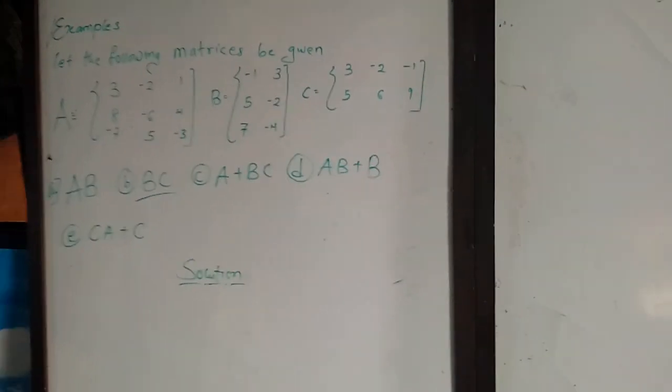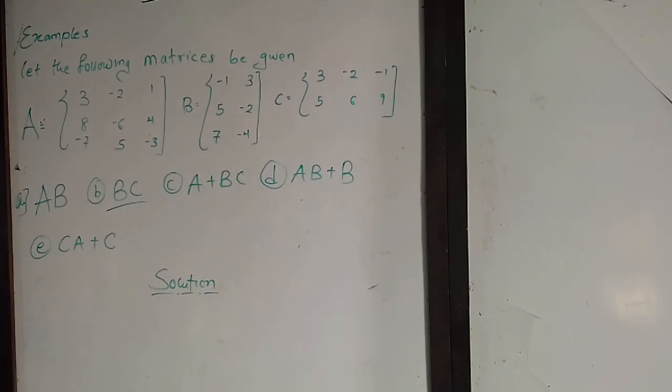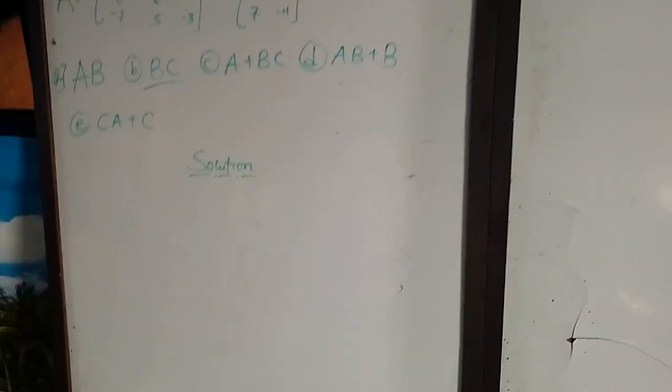Our B has the column of minus 1, 5, 7, 3, minus 4. And the example of this matrix is a 3 by 2 matrix. Then our C has rows and columns. So the example of this kind of matrix is a 2 by 3 matrix. So let's continue. Let's solve.